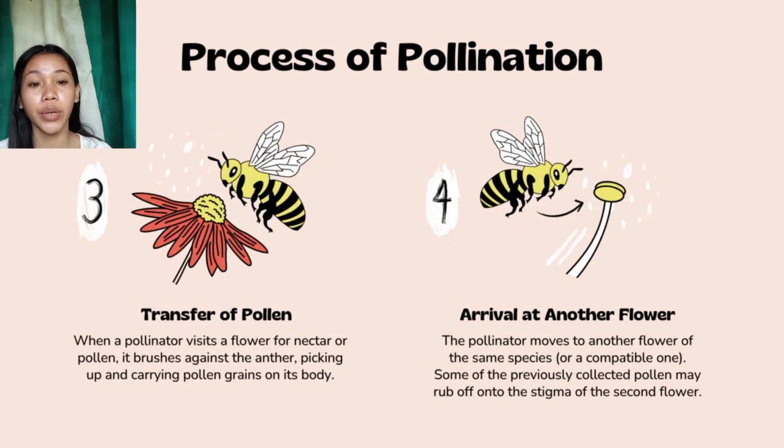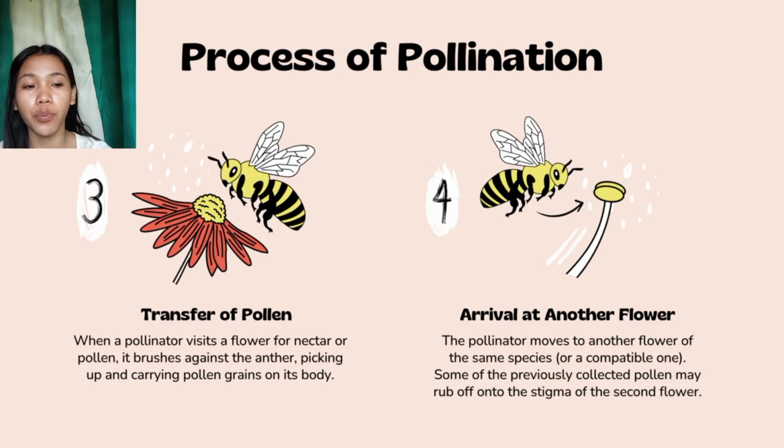And number 3, we have the transfer of pollen. When a pollinator visits a flower for nectar or pollen, it brushes against the anther, picking up and carrying pollen grains on its body. And number 4, we have the arrival at another flower.